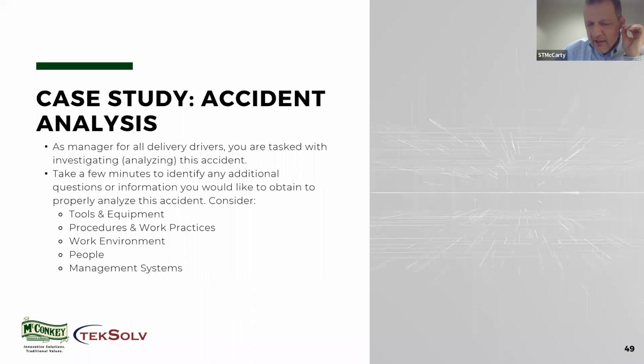Based on that, and that's a bit of a snapshot, whether you're the foreman, superintendent, or a person doing safety duties for your company, if you're investigating or analyzing this accident, what are some additional questions that you might have that weren't covered in the previous slides related to tools and equipment, procedures, work practices, work environment, people, and management systems? What are some questions that you folks might have related to any of these categories?